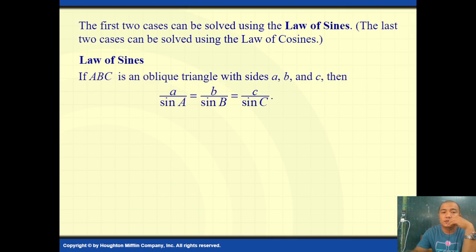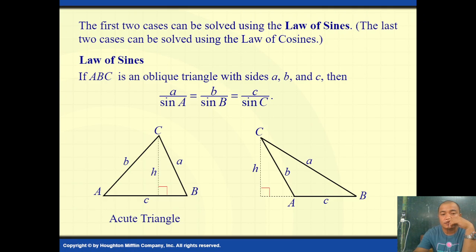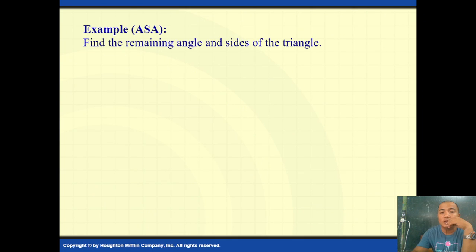So let's start with the law of sines. If ABC is an oblique triangle with sides a, b, and c, then we have here the formula for the law of sines: a over sine A is equal to b over sine B is equal to c over sine C. So if you want to solve for a, then you can equate it with b over sine B or with c over sine C, whatever the given is. So acute triangle and obtuse triangle are two examples of oblique triangles.